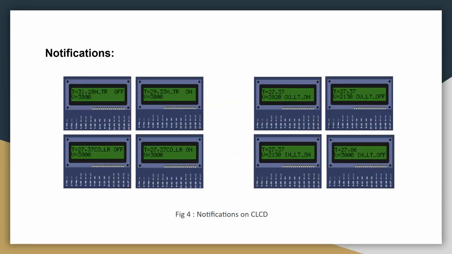These are the notifications as such. On the left hand side, we have the heater notifications on the CLCD, and these are the cooler notifications on the CLCD. Basically, when you turn on or turn off the cooler widget on the Blynk app, it is reflected over here. Same with the heater. The water tank notifications on the CLCD are also shown here. These are the outlet valve notifications, one is on, another is off. Same with the inlet, on and off.